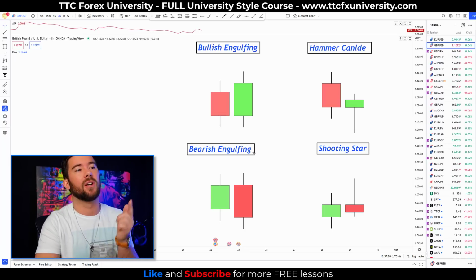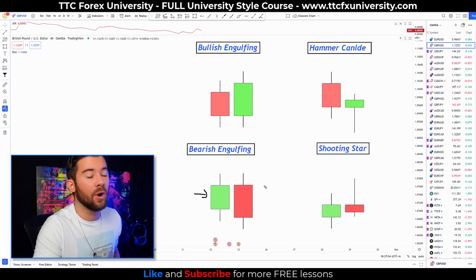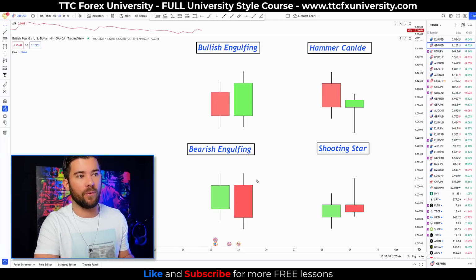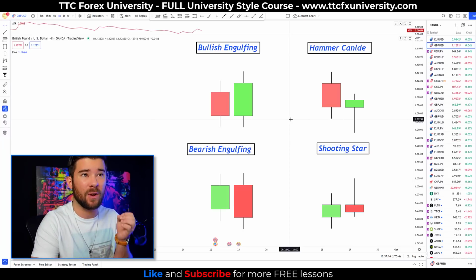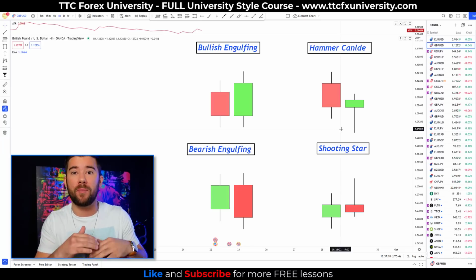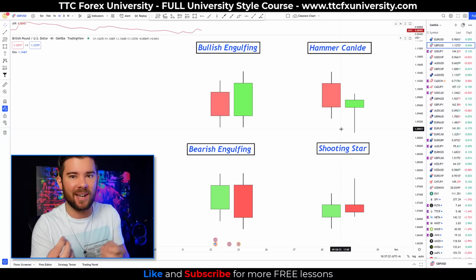But for a bearish engulfing pattern, we're looking at exactly the opposite. We would look for a green candle followed by a red candle that has a larger body than the green candle. That would be our bearish engulfing pattern. Now, as for the hammer and shooting star, I have a very specific way that I spot these patterns to make it objective. So I'm never confused about asking myself, is this a hammer or is it not a hammer? Is this a shooting star or not a shooting star?